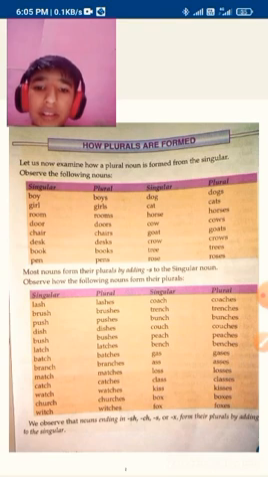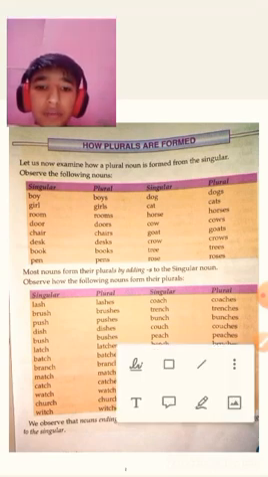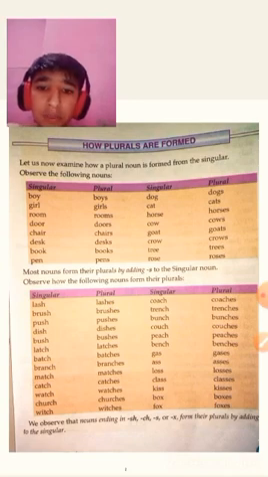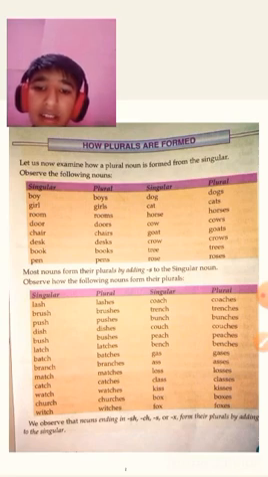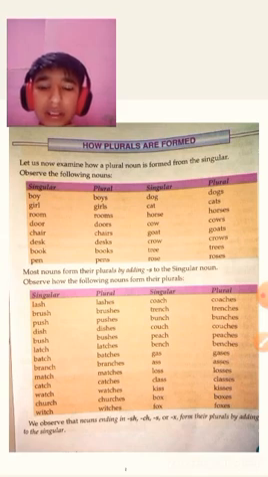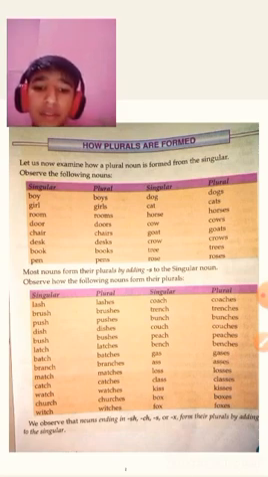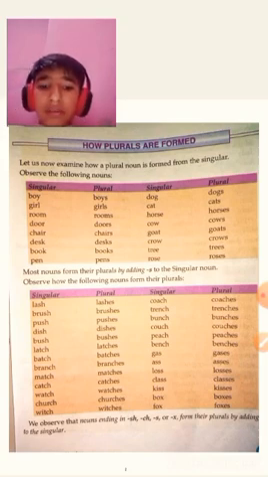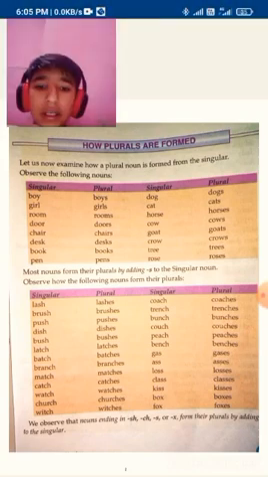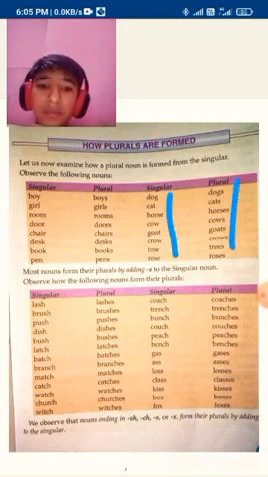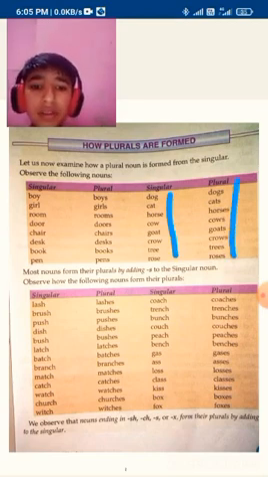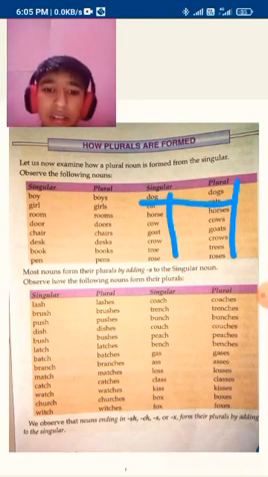Let us now examine how plural nouns are formed from the singular. Observe the following nouns: boy, boys, girl, girls, room, rooms, door, doors, chair, chairs, desk, desks, etc. Most nouns form the plural by adding s to the singular. As we can observe, there are some singular and some plural nouns. These nouns are just changed by adding s after them.